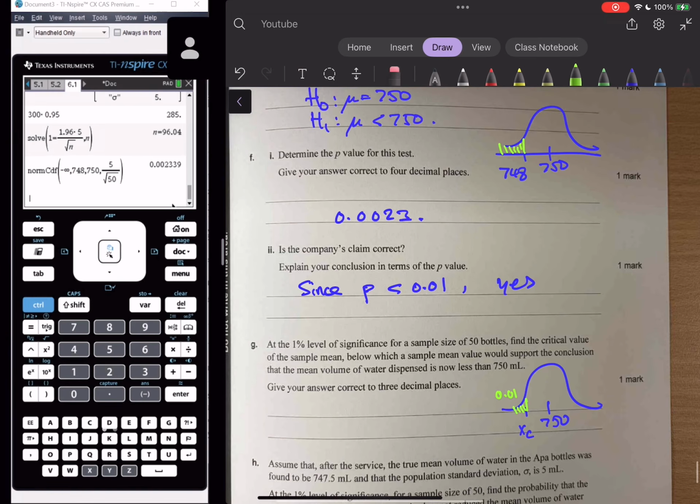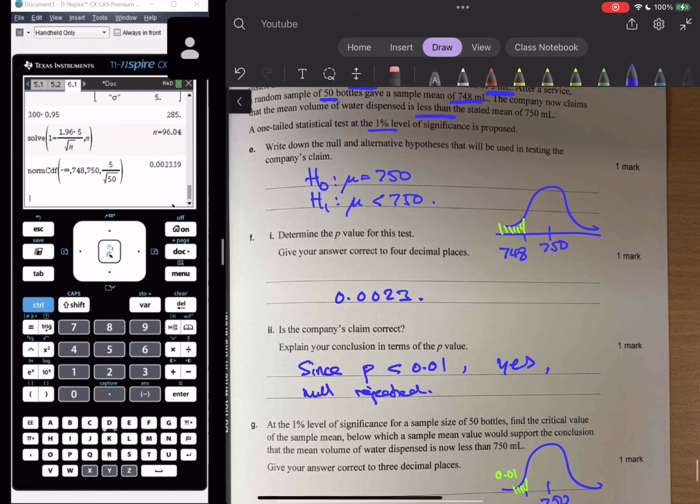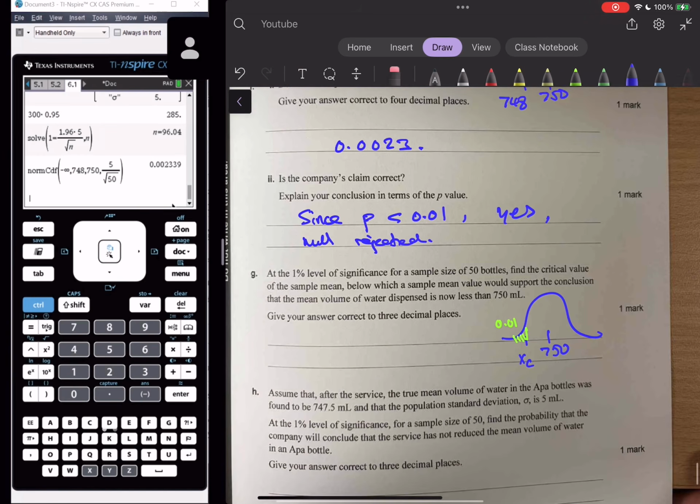So maybe I should say yes, the null rejected, or something like that. I should probably put more thought into it, but yeah, something like that. So what we want to do is find this XC.